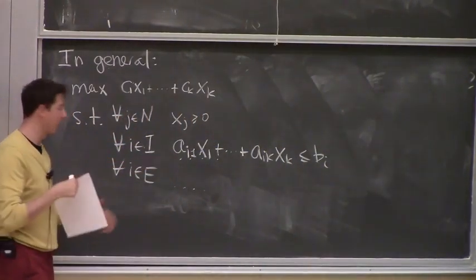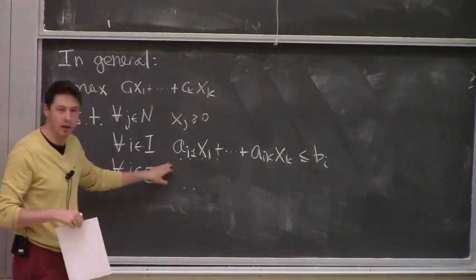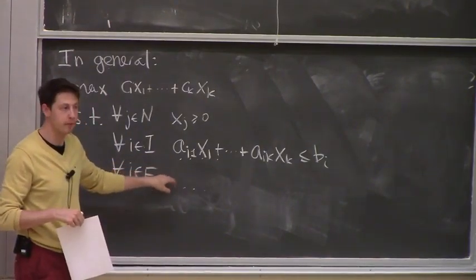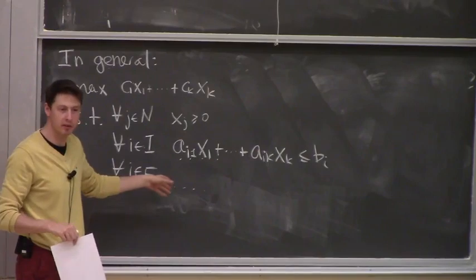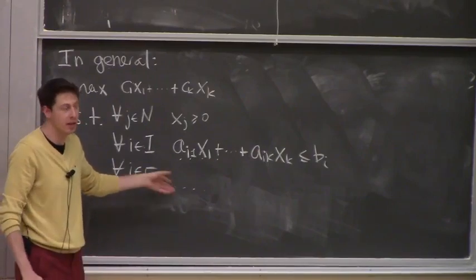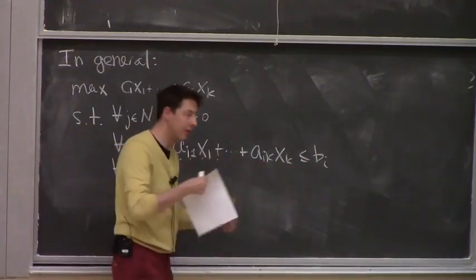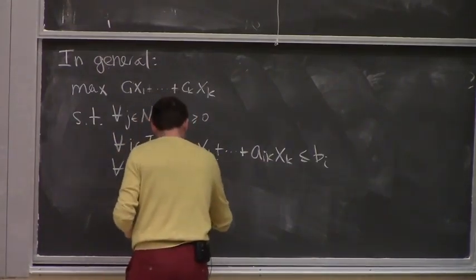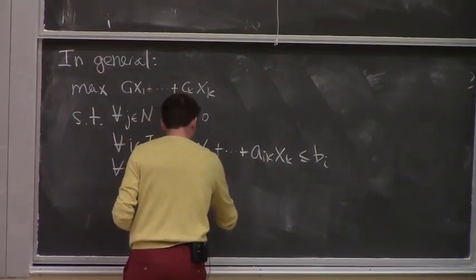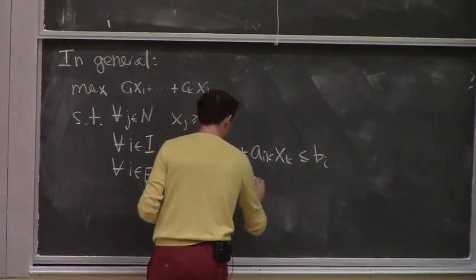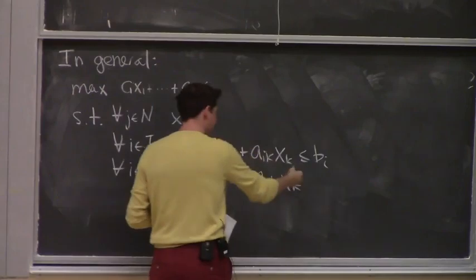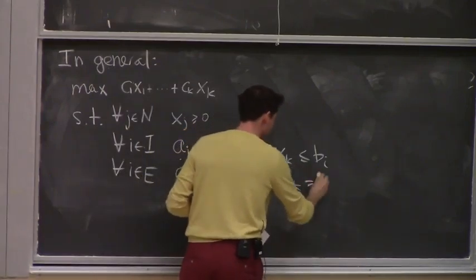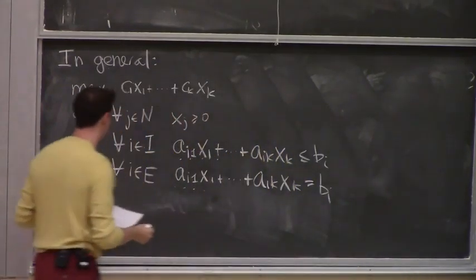How does a general equality look? Does it look very different? It's the same, I just changed this one. So let me write it. It says a_i1 x1, and so on, a_ik xk, and then at the very end, instead of writing less than or equal, I write equals b_i. Okay?